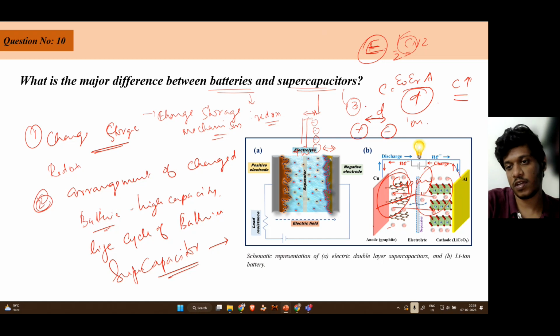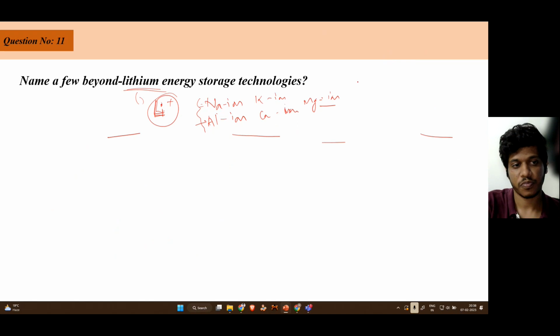So the basic working of a supercapacitor is by controlling this distance and making it very small, so that the capacitance increases, thereby increasing the energy. This is the major difference between a capacitor and a supercapacitor.